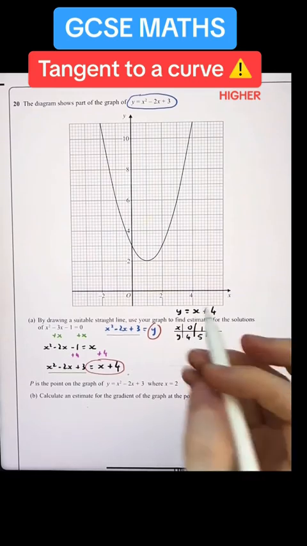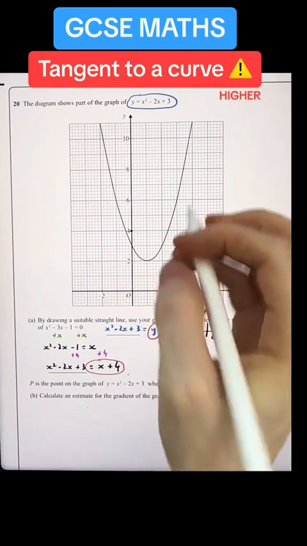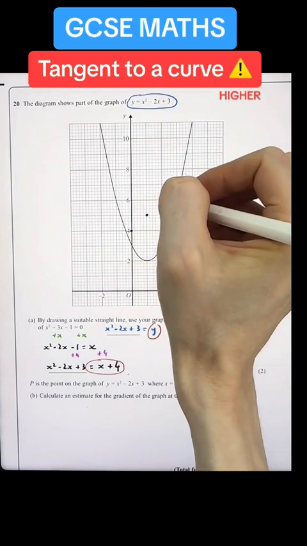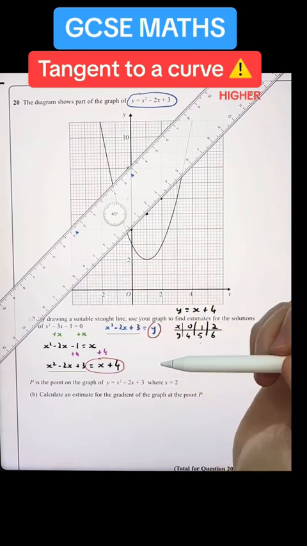Plotting my points, so 0, 4, along 0 in the x-axis and up positive 4. 1, 5, so along positive 1 in the x-axis and up positive 5 in the y. And 2, 6, along 2 in the x, up 6 in the y. Now getting my ruler, lining up my 3 points, I'm going to draw the line of y equals x plus 4.